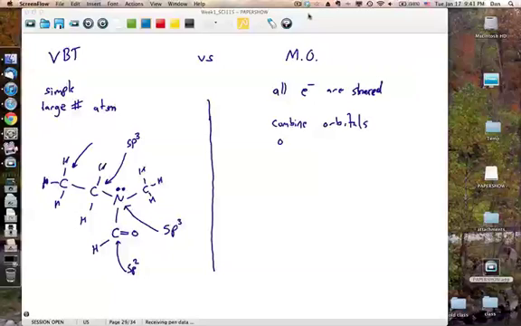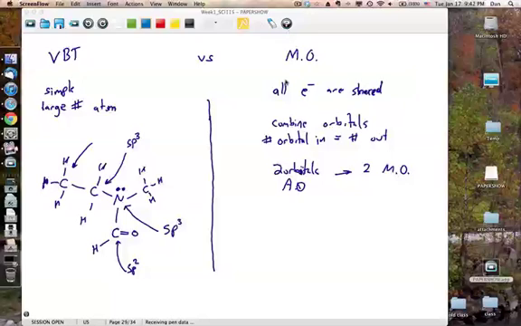And like valence bond theory, when you combine orbitals, the number of orbitals in will equal the number out. So what I mean by that is if you combine two atomic orbitals, you get out two molecular orbitals.